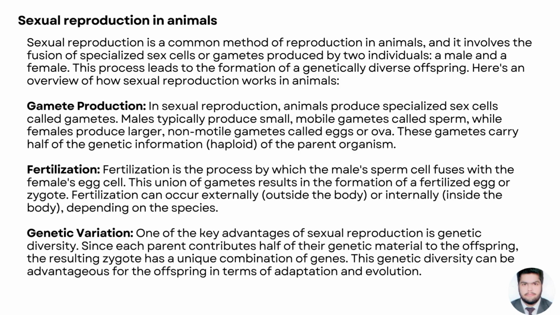Point 3. Genetic variation. One of the key advantages of sexual reproduction is genetic diversity, since each parent contributes half of their genetic material to the offspring. The resulting zygote has a unique combination of genes. The genetic diversity can be advantageous for the offspring in terms of adaptation and evolution.